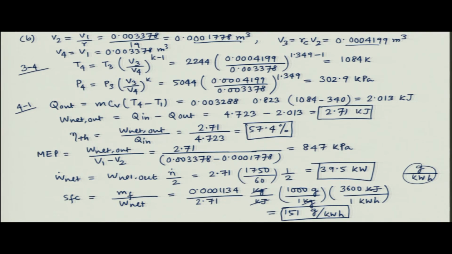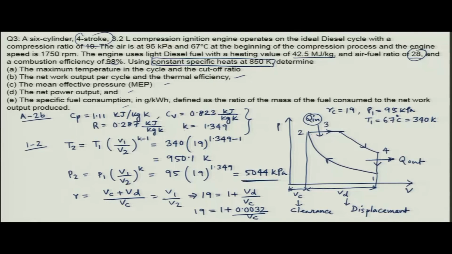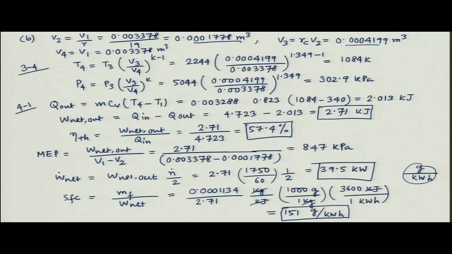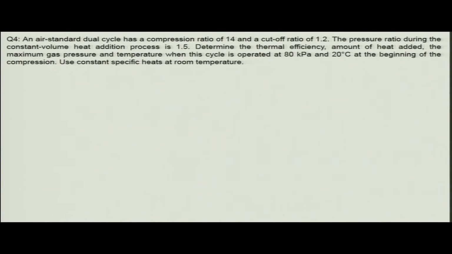So, this was a big problem on the 4-stroke diesel engine, and we have calculated the maximum temperature, net work output, mean effective pressure, net power output, etc., and the specific fuel consumption. I will move to the next problem on the dual cycle. Dual cycle is different from the diesel and the Otto cycle. Here the heat is added both at constant volume and constant pressure.